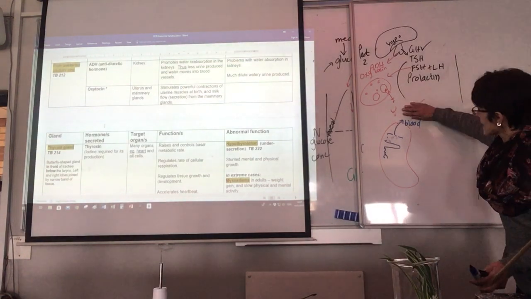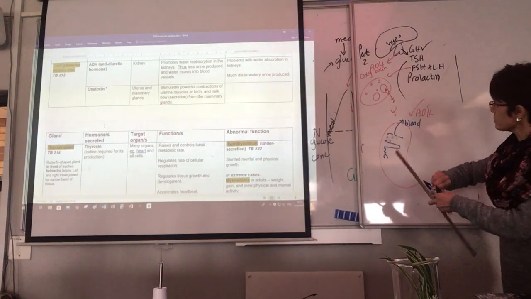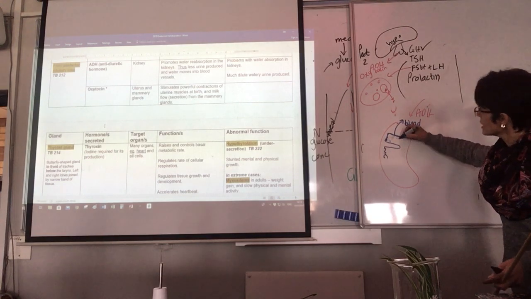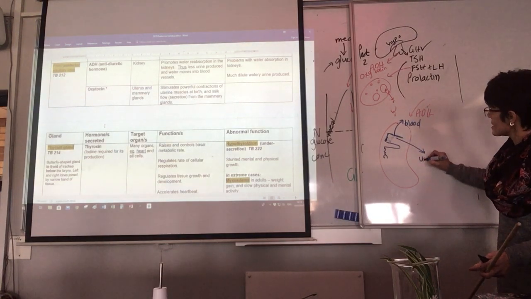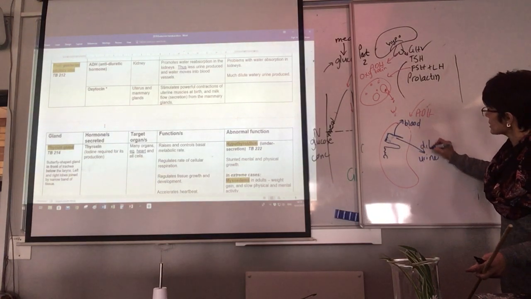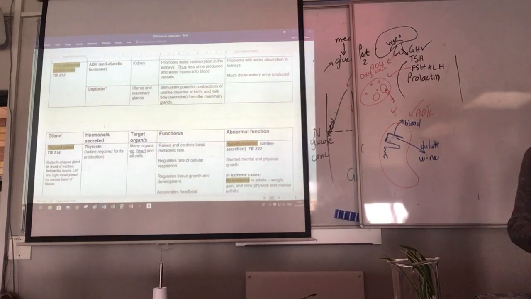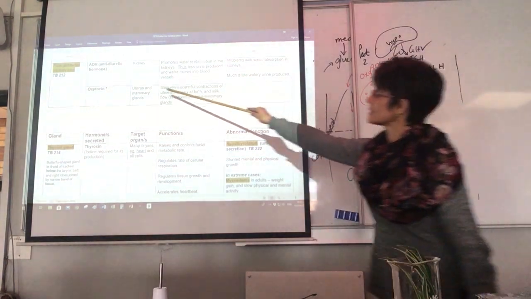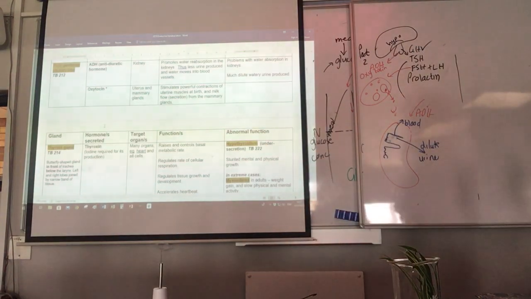Because he doesn't make ADH, the distal tubules and the collecting ducts remain impermeable to water, so lots of watery, very dilute urine is produced, and if he doesn't drink, I don't know how many liters every hour, then he could actually go into a coma and die. Alright, so that's antidiuretic hormone. Then oxytocin, the target organs are the uterus and the mammary glands.